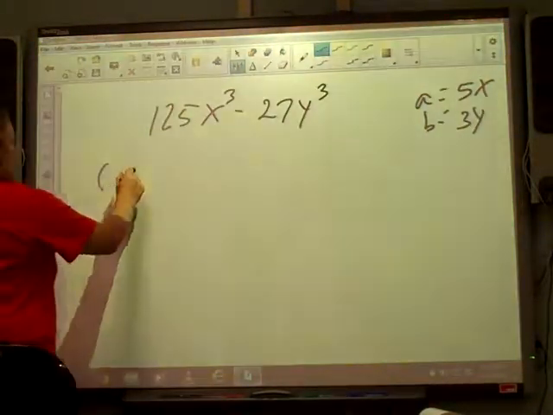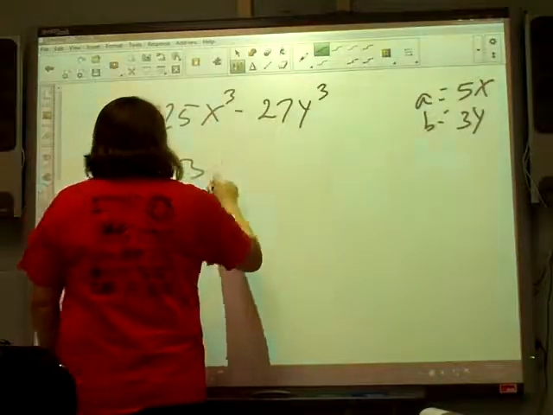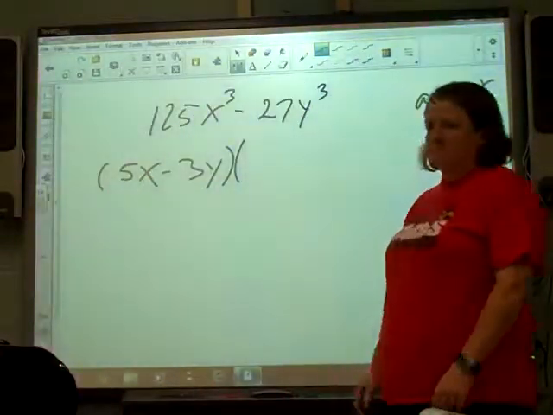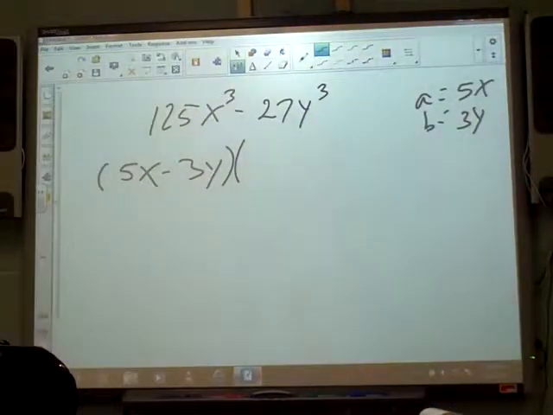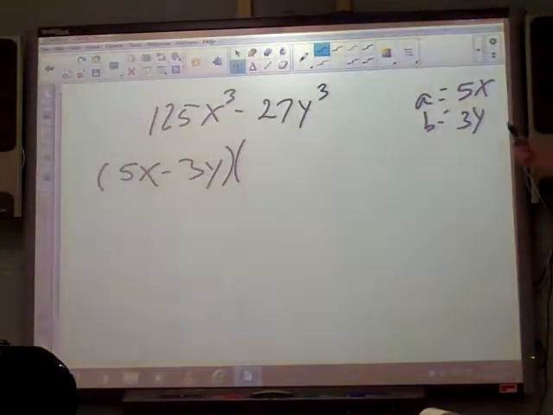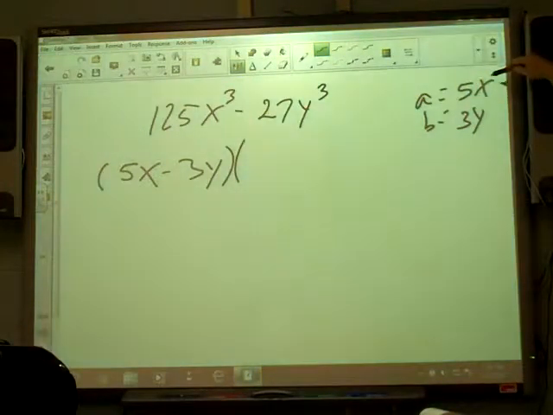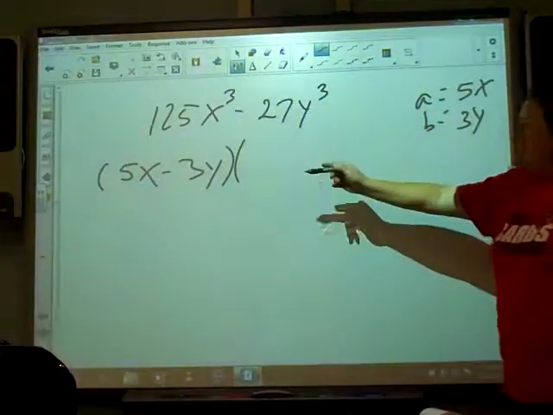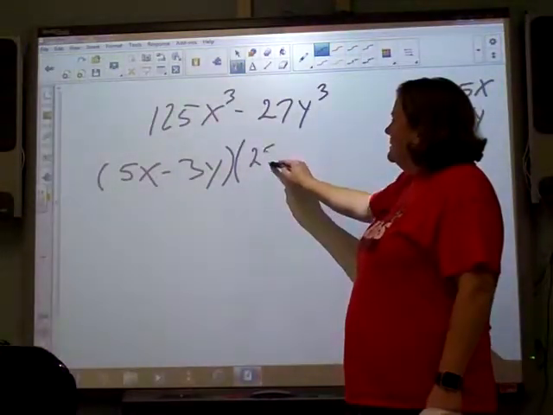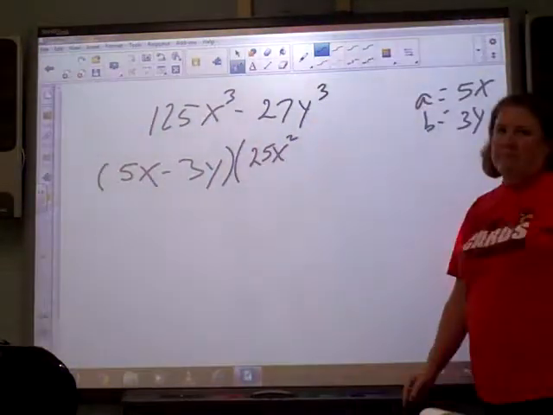It says A minus B is your first parentheses. Second parentheses, here's where people go wrong. Second parentheses says A squared. Our A is 5x. So you can't just put 5x squared. You have to square the 5 and the x. So for A squared, 5 squared and x squared.